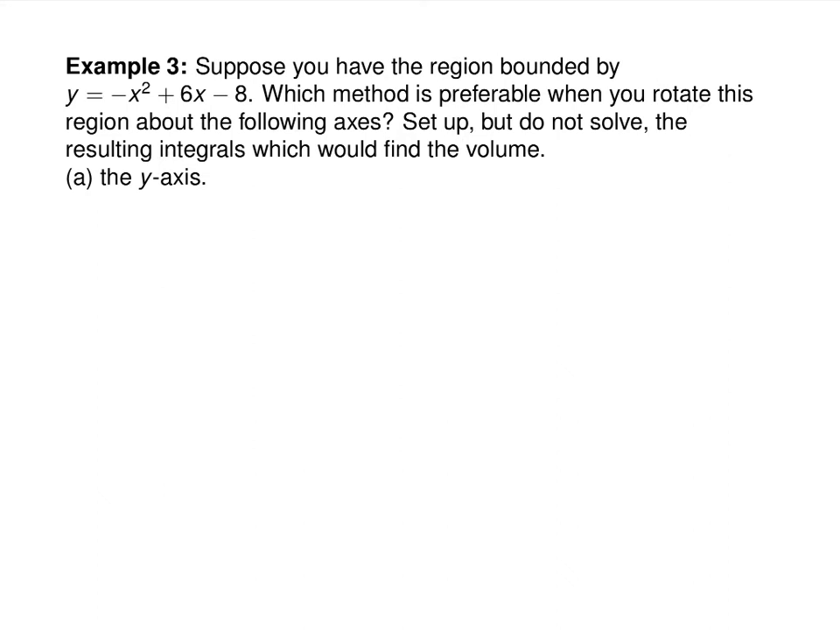So suppose you have this region bounded by negative x squared plus 6x minus 8. Which method is preferable when you rotate this region about the following axes? And then we're going to set up, but don't solve, the resulting integrals, which you would use to find the volume. So first, let's complete the square. Negative parenthesis x squared minus 6x and minus 8. So we're going to add 9. We actually added a negative 9 because of the negative in front of the parentheses, so we're also going to add 9 there. Negative parenthesis x minus 3 squared plus 1.